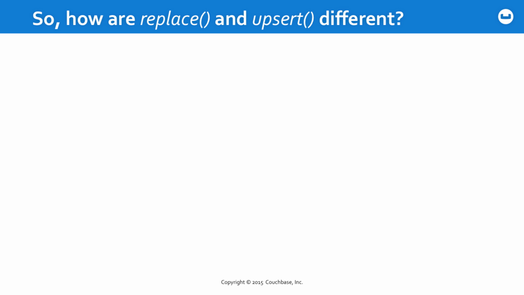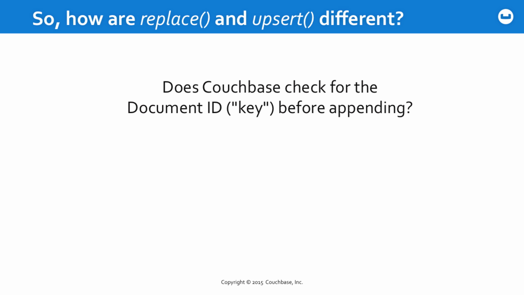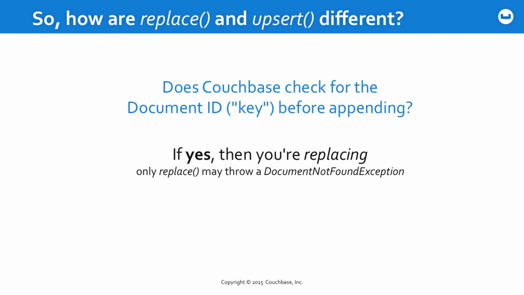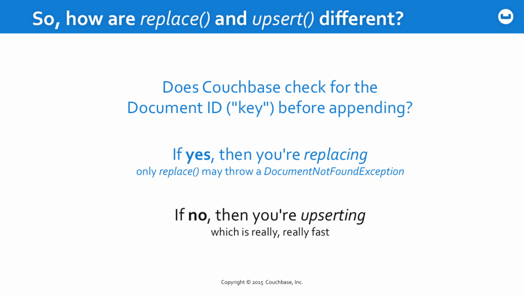So then, how are replace and upsert different? Well, if you're thinking about this a bit, the question really boils down to, does Couchbase check for the existence of a document ID before appending? If it does check for the existence of the document, which may be logically significant for your application, and throws a document not found exception if it doesn't find it, well, then you're doing replace operations. On the other hand, if it's not checking for the existence, then what you're doing is upserting, which is really, really fast. Which one you use depends on the logical requirements of your application. You can insert and replace, or you can do it all with upserts.